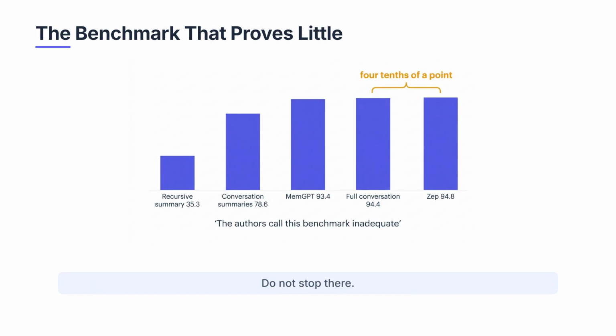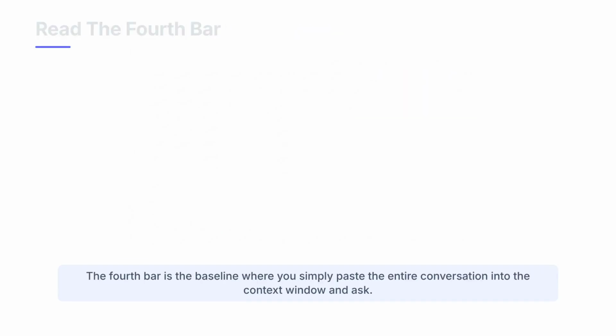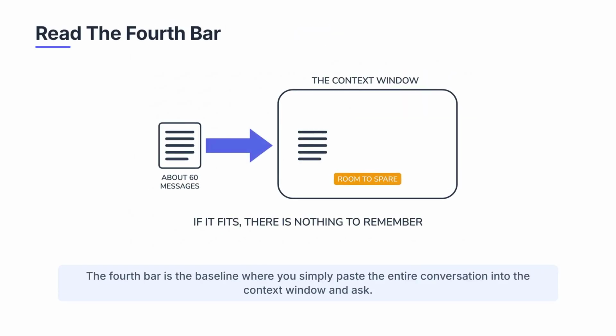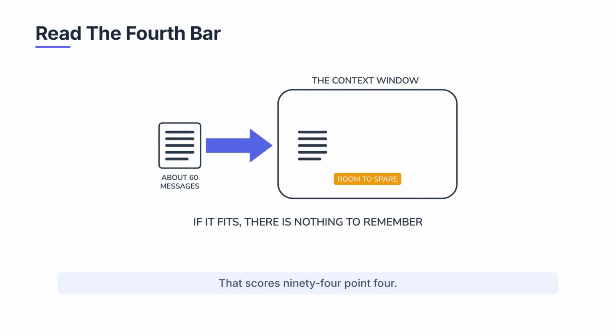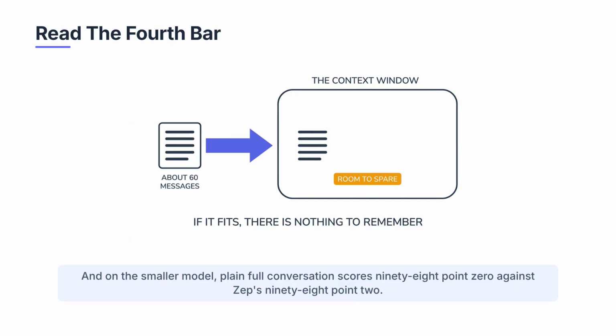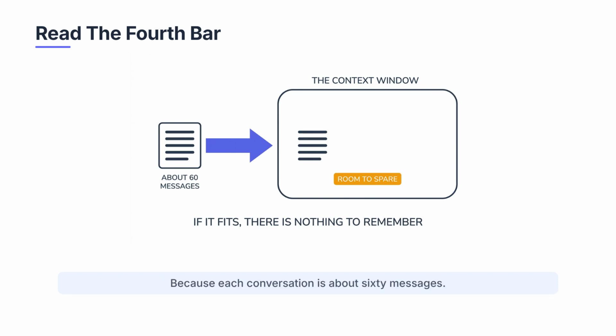Do not stop there. Look at the 4th bar. The 4th bar is the baseline, where you simply paste the entire conversation into the context window and ask. That scores 94.4. It beats MemGPT with no memory system at all. And on the smaller model, plain full conversation scores 98.0 against Zep's 98.2. Why? Because each conversation is about 60 messages. It fits. The authors say so themselves and call the benchmark inadequate. A benchmark your baseline aces cannot rank anything.